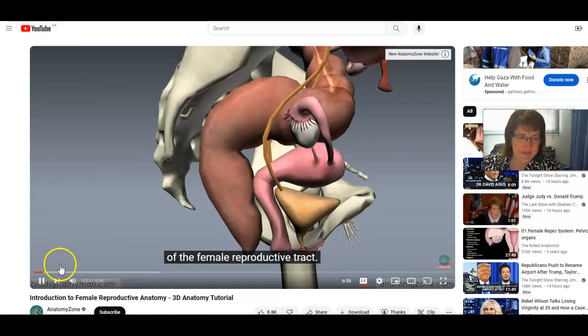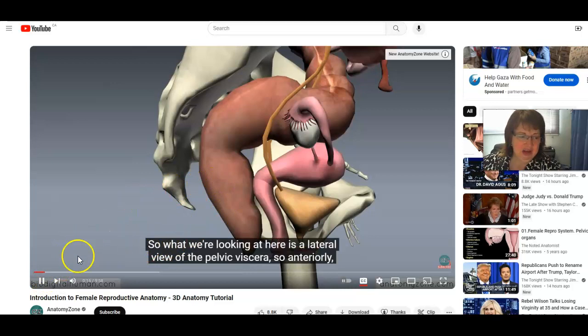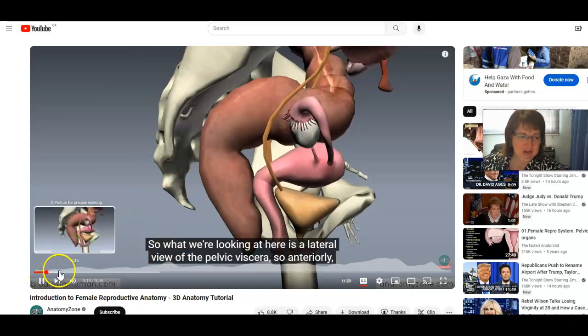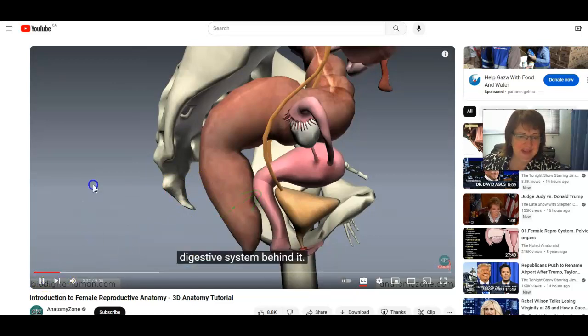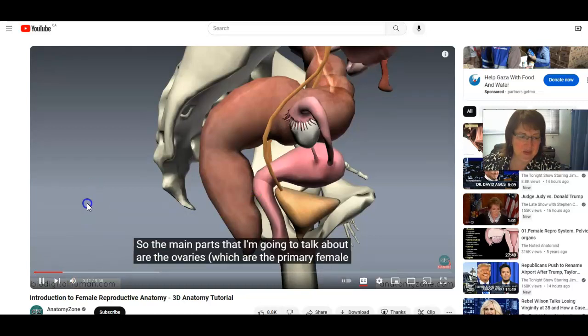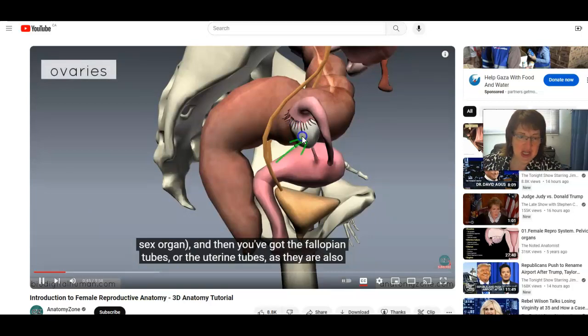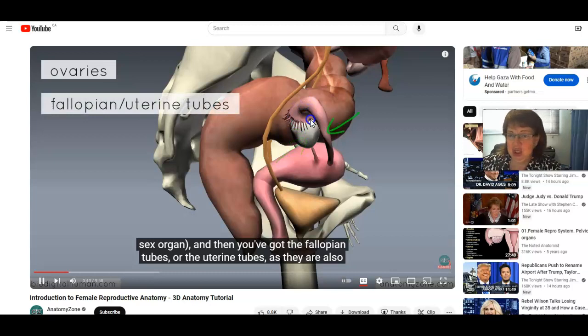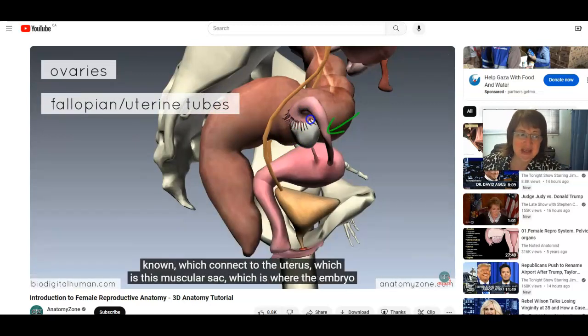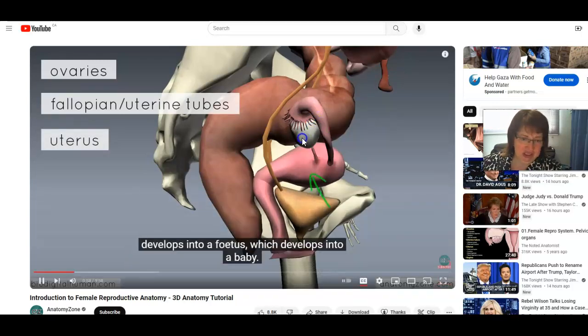So there's the female reproductive tract, and then when it spins around, with the pelvic digestive system behind you will see the size. So the main parts that I'm going to talk about are the ovaries. We've got the ovaries here. Then there are these tubes, which are called the fallopian tubes, the uterine tubes, and sometimes they are called the oviducts.